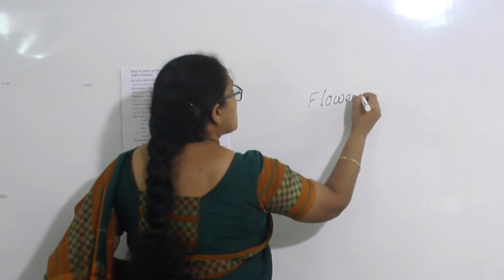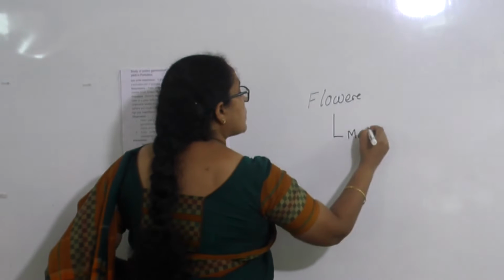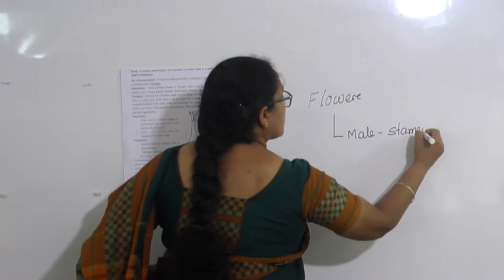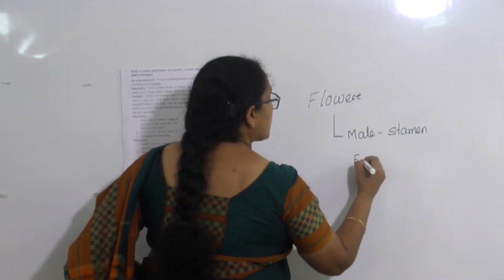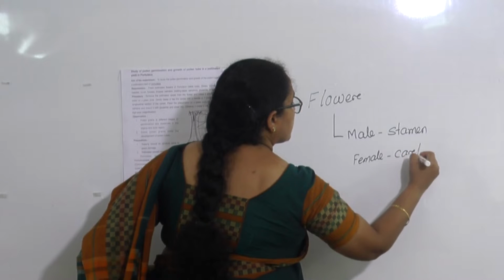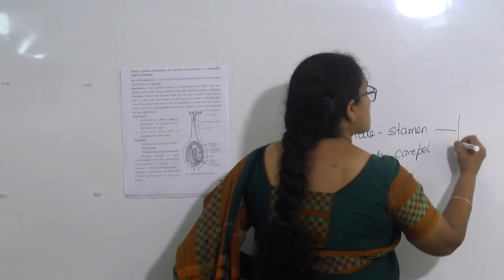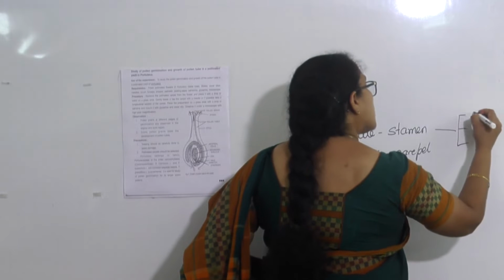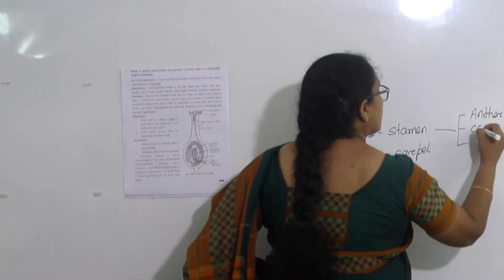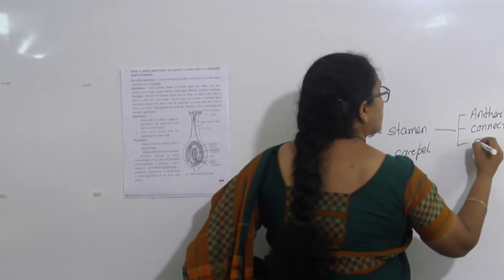It contains the male and the female reproductive organs. The male reproductive organ is known as stamen and the female reproductive organ is known as carpel. The stamen contains three parts, that is the anther, connective and filament.